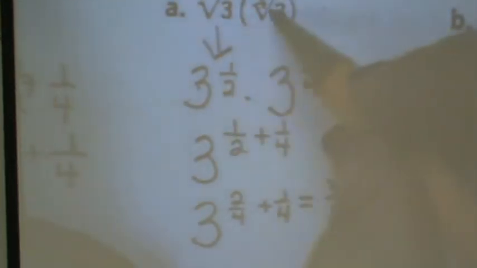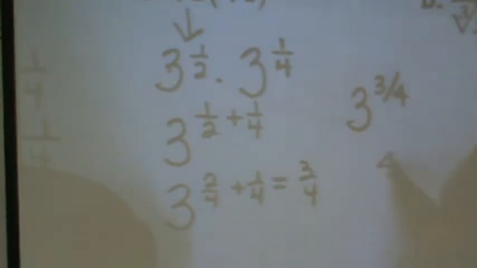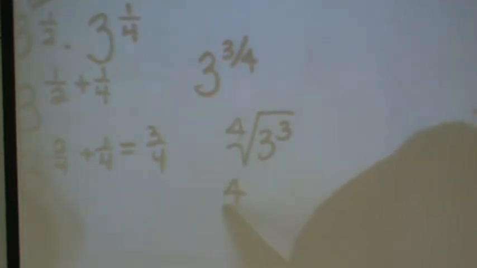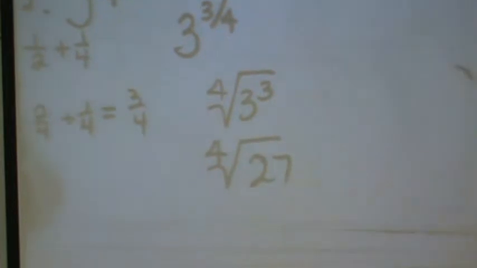Now how would you convert this? Because remember, the question is written in radical form. You would write the 4th root of 3 cubed. Now can you write it even another way? 3 cubed is 27. Now these mean the same thing: the 4th root of 27.